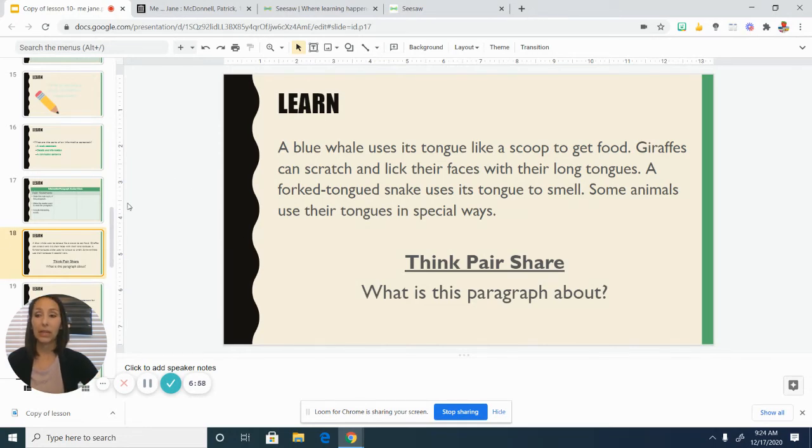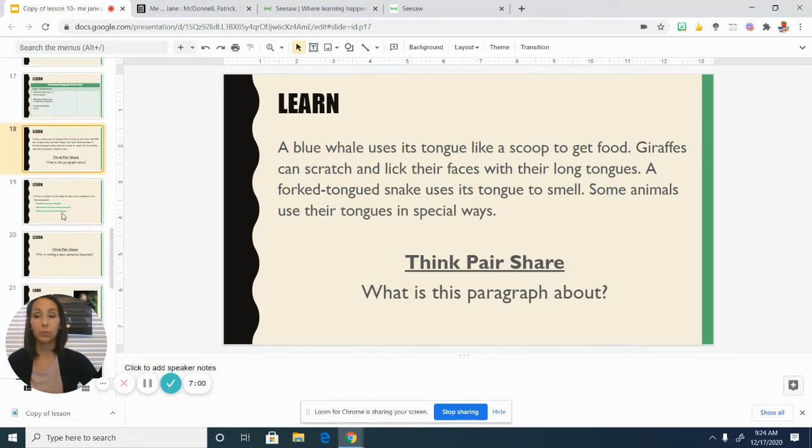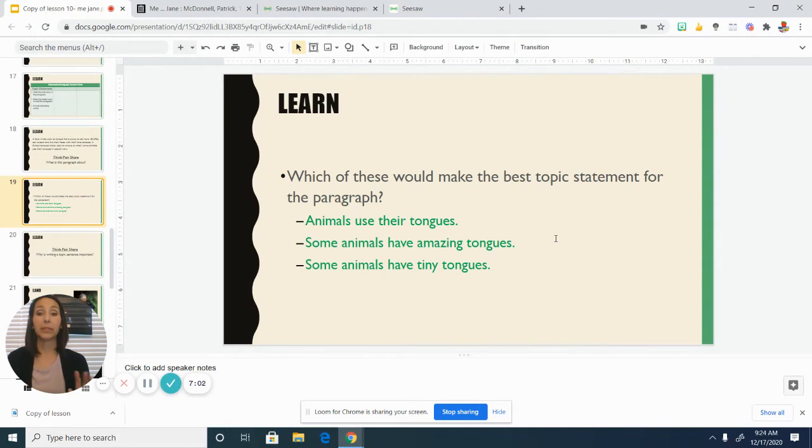So let's take a look at some possible topic statements and see if you can figure out what you think would be the best topic statement for this paragraph. Animals use their tongues. Some animals have amazing tongues. Some animals have tiny tongues. So let's hop over to Seesaw so that I can show you exactly what your activity will look like and what you're going to do. So give me 1 second.